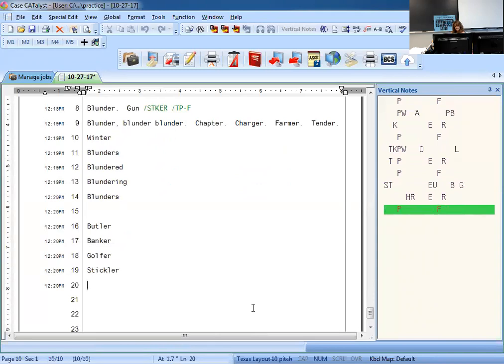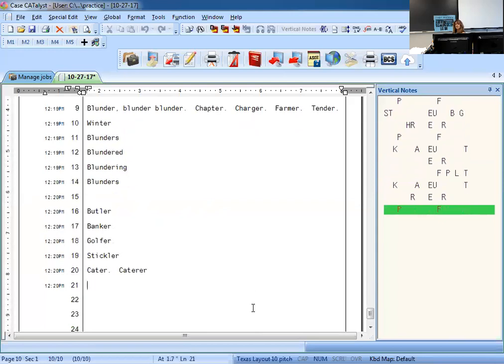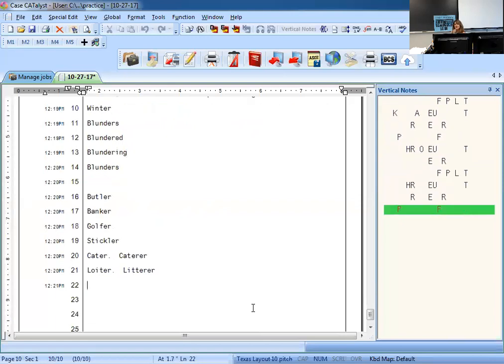Words ending in ER, real important here, are written as follows. So cater is cater, caterer is caterer. Gotta know that, you all. Make sure you understand this. Loiter is loiter, loiterer is loiterer. Anytime you have the RER, it's going to give you the ER in English. So you've got to memorize that, okay?